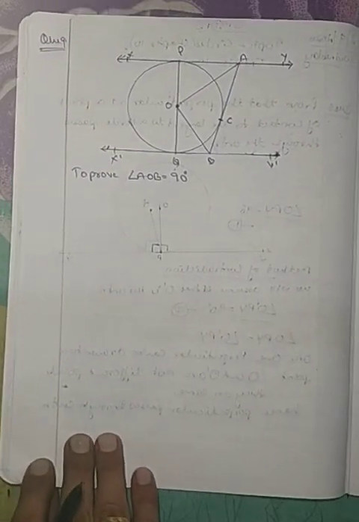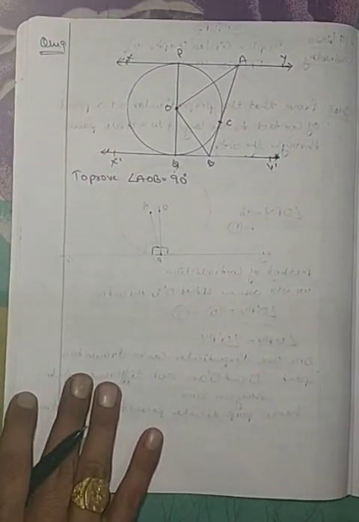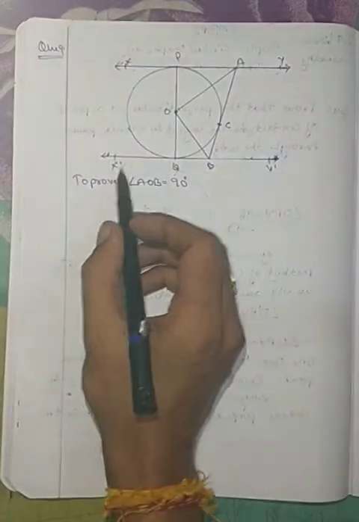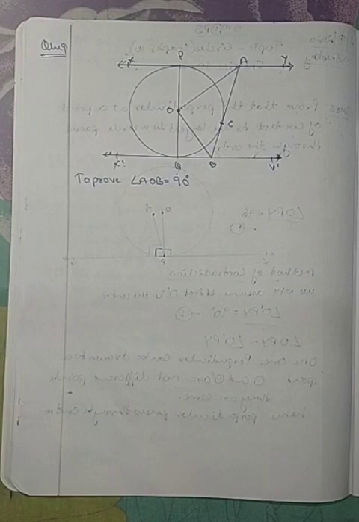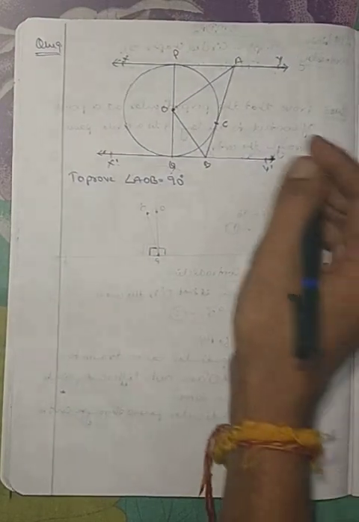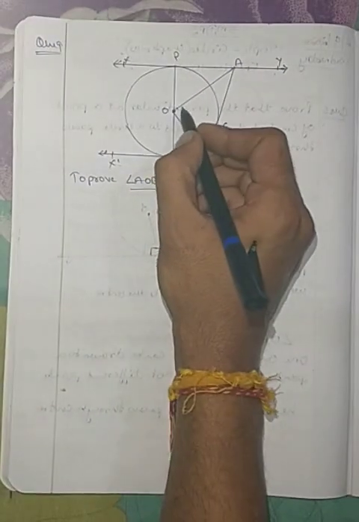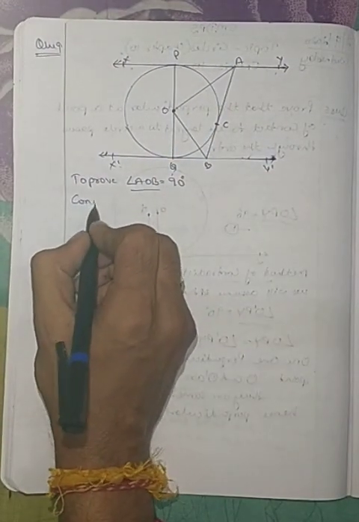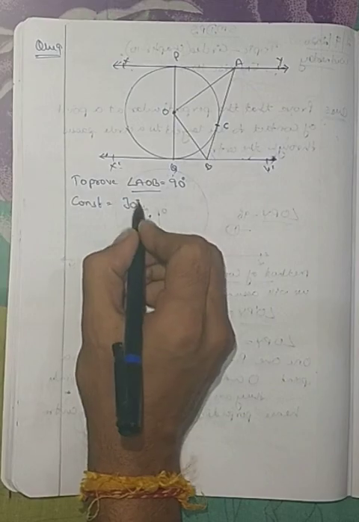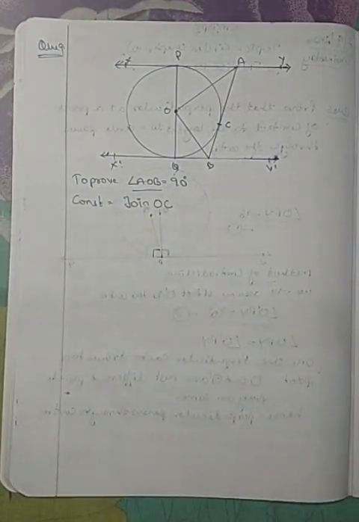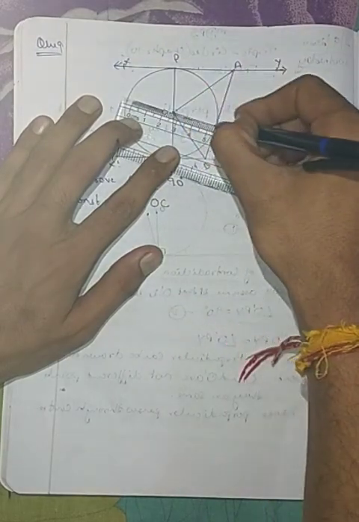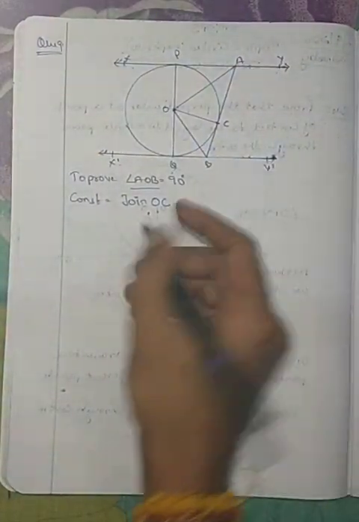The next question that we are going to discuss is question number 9. Figure is already given in the book. XY and X dash Y dash are the tangents. What we have to prove? Angle AOB is 90 degrees. To prove this, we have to do a construction. Join OC. Now AP.